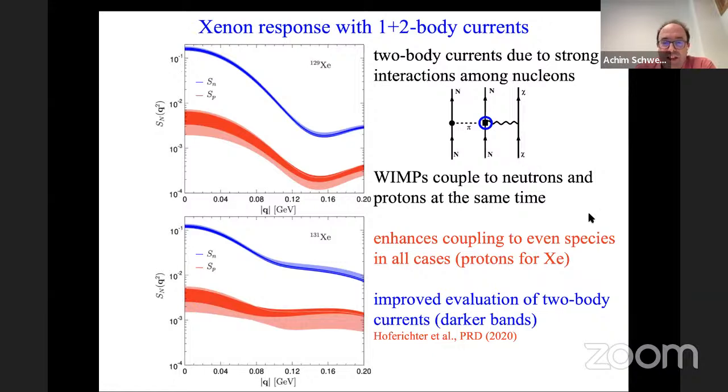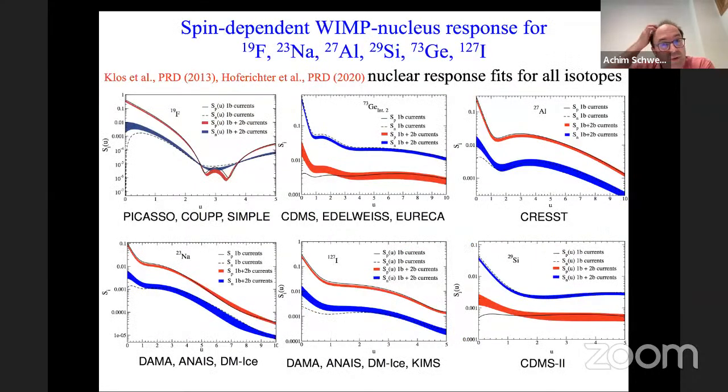Okay, I just want to say that we actually improved the calculation a little bit. So there's also a newer calculation where we reduce the uncertainty bands by doing a better calculation. But you can see that the old uncertainties, which were large, and the new ones are consistent. So that's also nice about these EFT uncertainties. And then let me show you all the other responses besides xenon, which we calculated later.